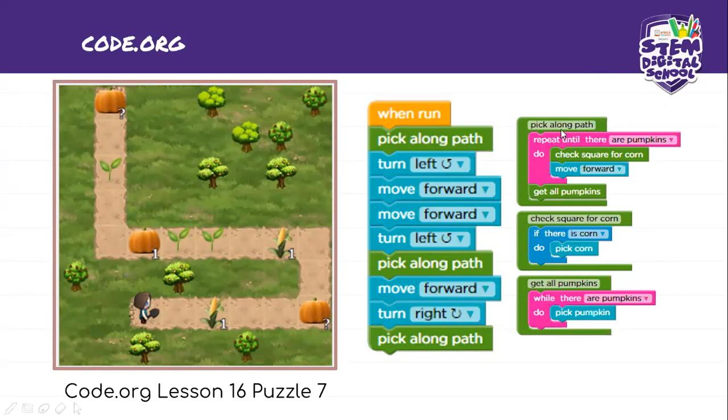Let's start at the bottom, because look, in pick a long path, you can use a function within a function. So in this pick a long path, we've got 2 other functions. We've got check square for corn and get all pumpkins. So now we want to see, what is check square for corn? The code for check square for corn is, if there is corn, pick corn. And then we also have get all pumpkins. What is get pumpkins? While there are pumpkins, pick pumpkins. And then we can see this is the code we wrote.